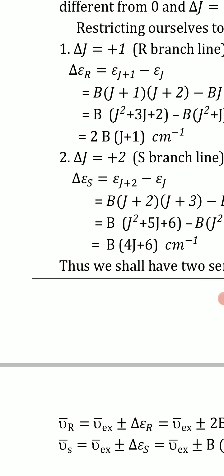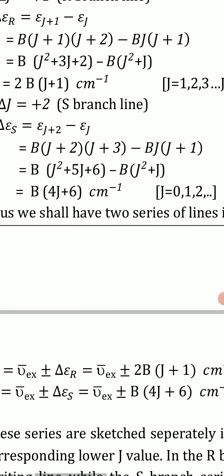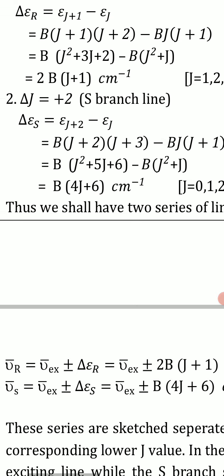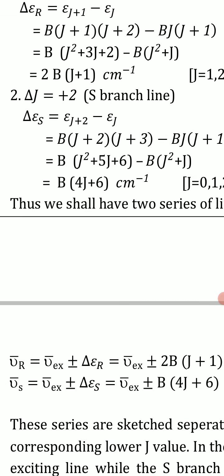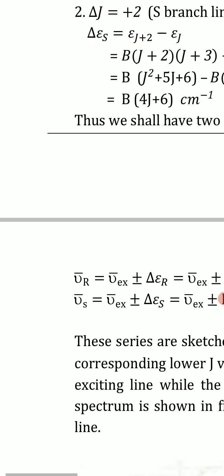For delta J equal to plus 2, we get the S branch line. As in the previous case, this change in energy delta E for the S branch line is E(J+2) minus E(J). E(J) is BJ(J+1) and E(J+2) is B(J+2)(J+3), and by solving this we get delta E_S equal to B into (4J+6). Thus we shall have two series of lines in the Raman spectra.